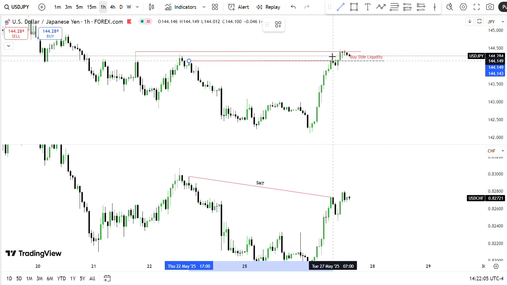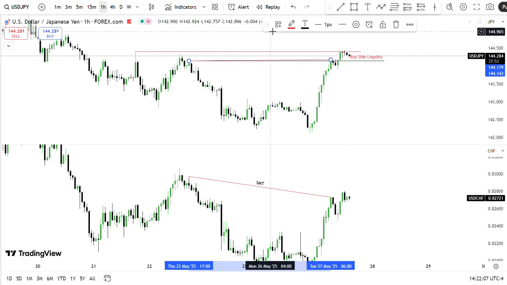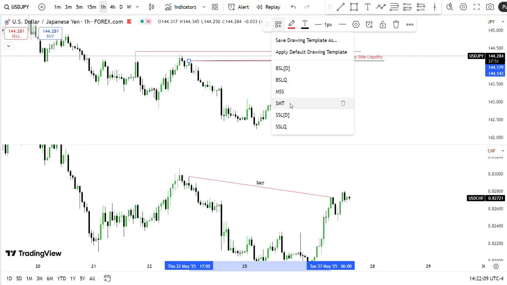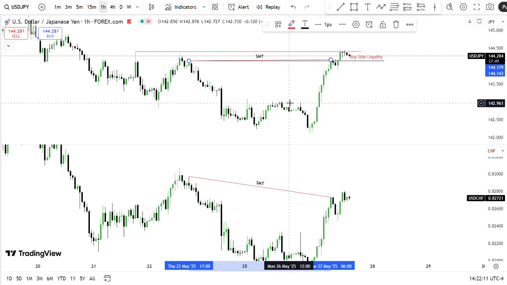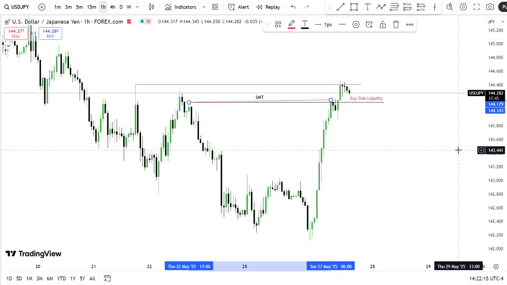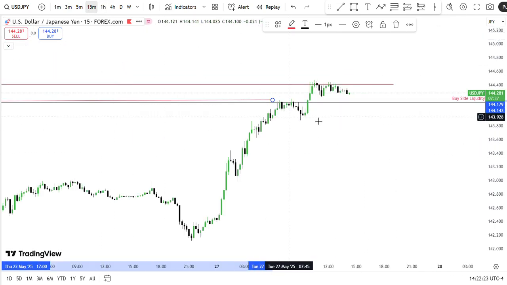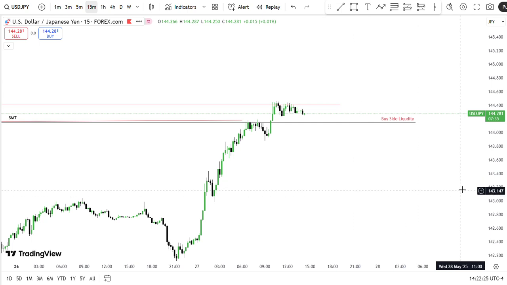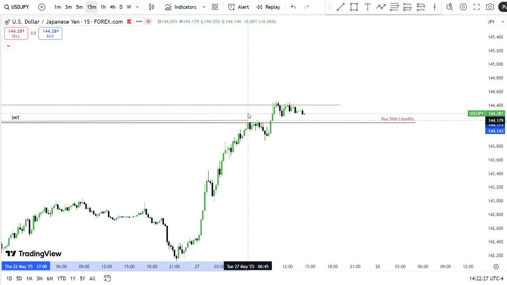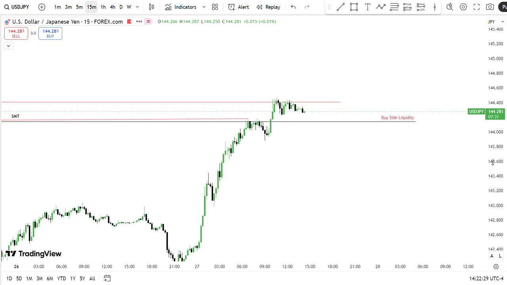Why? Because we call this breakout an SMT. So it is a positively correlated pair. USD JPY and USD CHF is a positively correlated pair. So guys, the second confirmation, which we call SMT, is in USD CHF. So I go to a lower time frame for entry. So in the lower time frame, I get a confirmation.